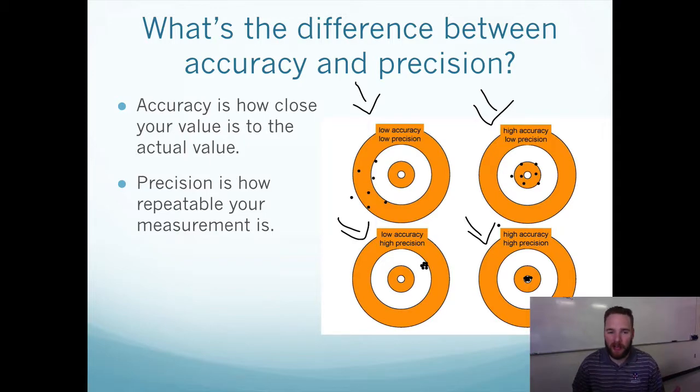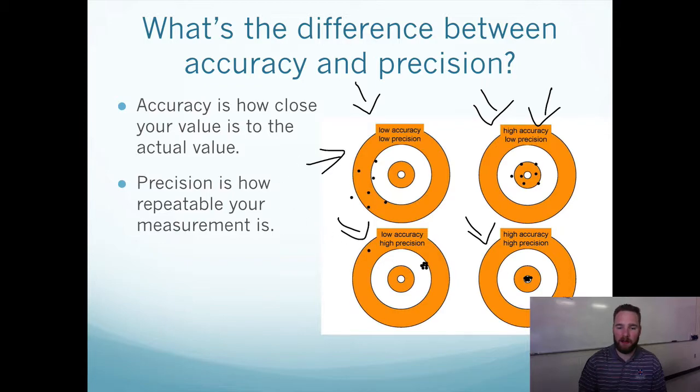What's precision, on the other hand? Precision is how repeatable your measurement is, right? It may not be correct, it may not be close to the actual value, accuracy, but it's repeatable. So let's go through them again. This first guy is the worst, right? He has low accuracy, he's nowhere near the bullseye, and his darts aren't close together. They're not repeatable. Second guy over here has high accuracy. He's getting pretty close to the bullseye, but none of those darts, none of those arrows, are anywhere around each other. So that's low precision.